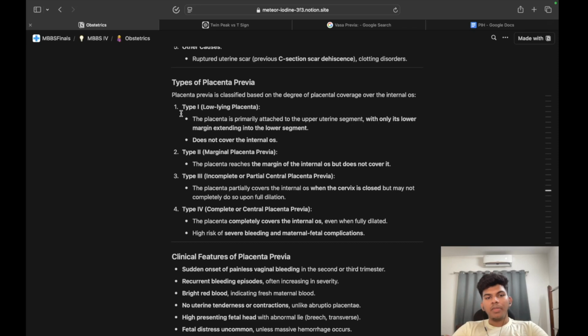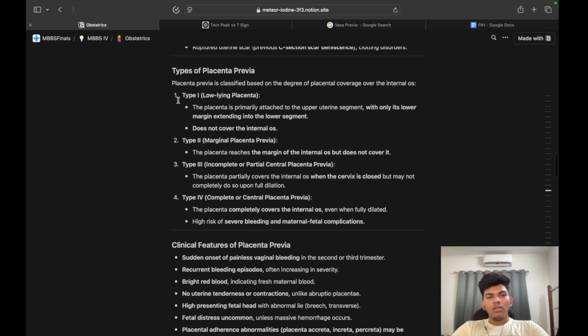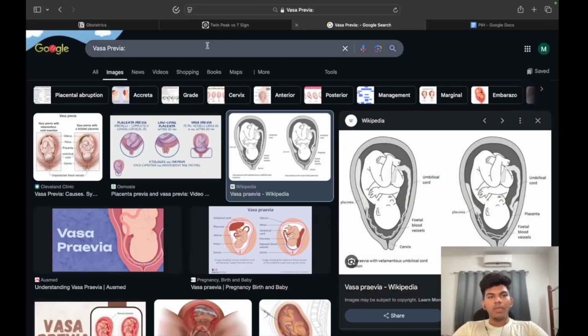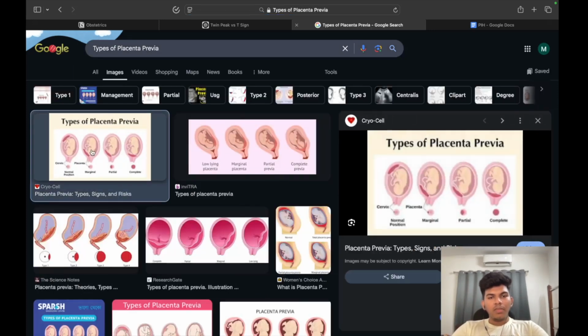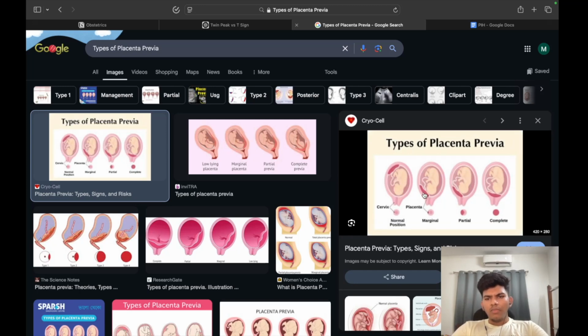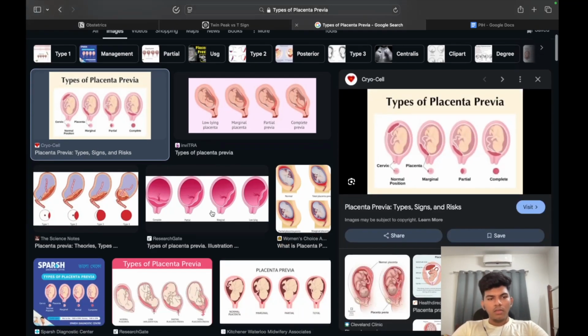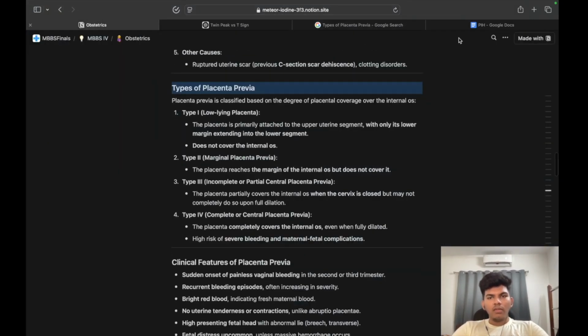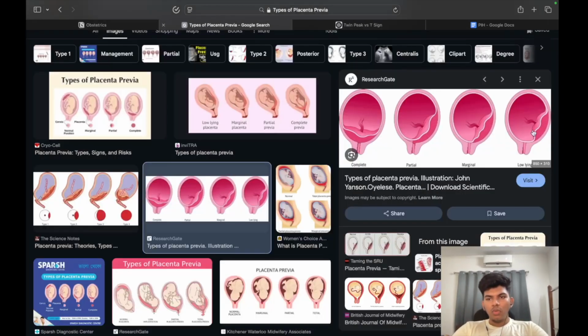Coming to types of placenta previa, classified based on degree of placental coverage over the internal os. That is type 1, type 2, type 3, type 4. Type 1, better to check out if there is an image, that would be better. Types of placenta previa. First one is somewhere at the top, this is normal, this is somewhere here, and then it almost completely covers. It's not 100%, but fine. First one, low lying. You can see almost there, but not there yet.